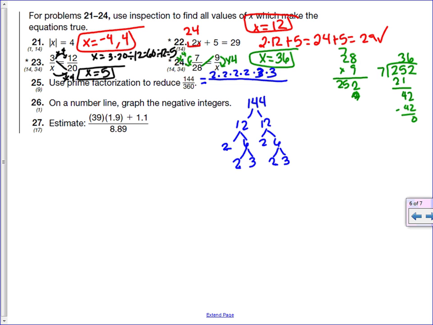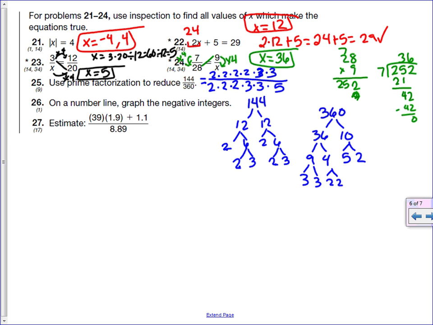And then we would do 360 the same way. 360 is 36 times 10. 36 is 9 and 4. 10 is 5 and 2. 9 is 3 and 3. 4 is 2 and 2. So 360 is 2 times 2 times 2 times 3 times 3 times 5.